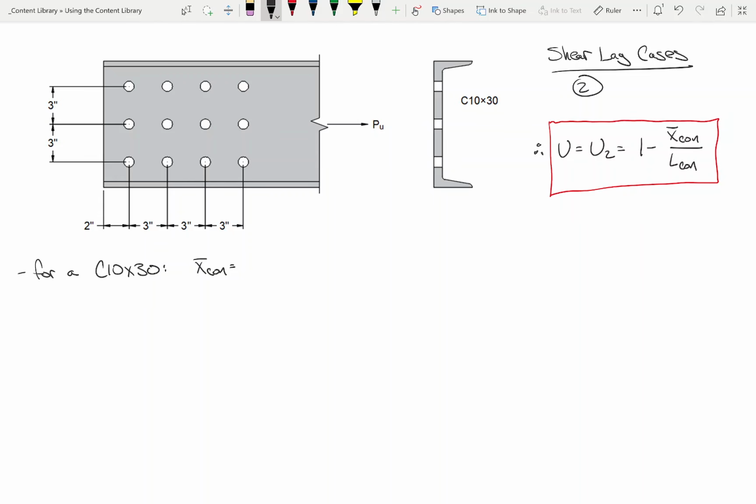So let's talk about X bar, the X bar connection. So let's go to a C10 by 30. And what we're trying to determine is the distance from the connected face to the centroid, right?